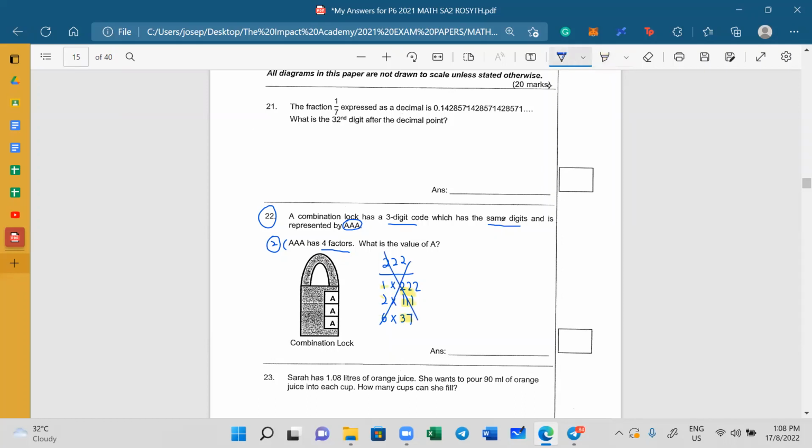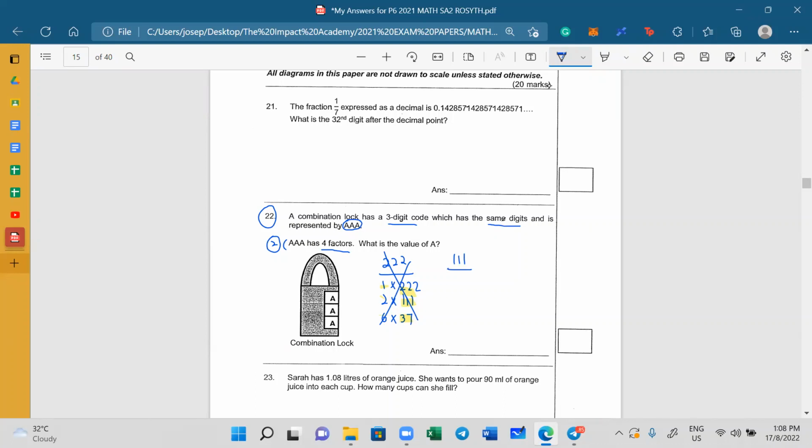Therefore, 222 cannot be the answer. So 222 is divisible by 6, right? It is not divisible by 3 to 5. It is also not divisible by 7, also not divisible by 8, and also not divisible by 9. So what I want to do is start from 111. The reason why I'm using 222 is simply to show you the meaning of the 4 factors.